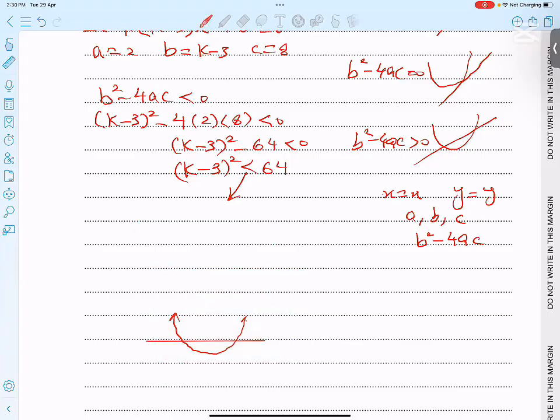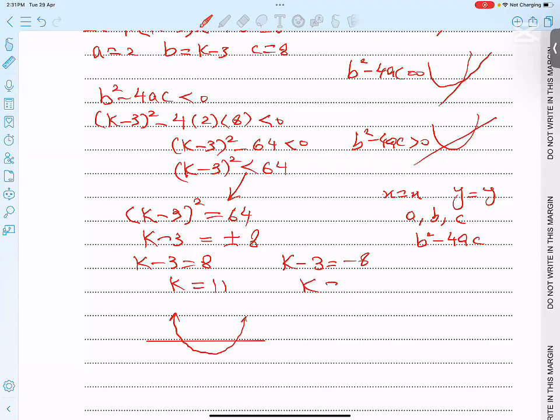Okay, students, look now. Temporarily, I took this inequality as an equal sign and took the square root of both sides. I get k minus 3 is equal to plus and minus 8, and I got two answers. One answer is k minus 3 equals 8, so k is 8 plus 3, which is 11. Answer number 2, k minus 3 equals negative 8, so I get negative 5. Negative 5 will come on the left side, positive 11 on the right side.